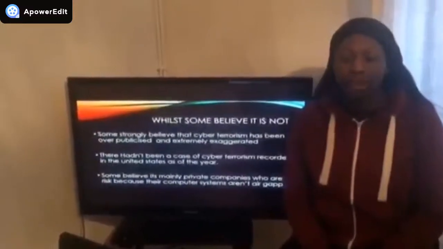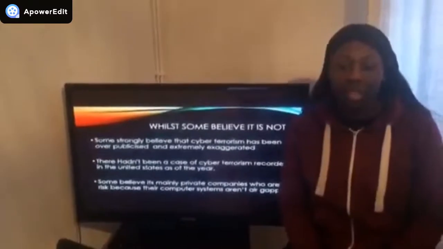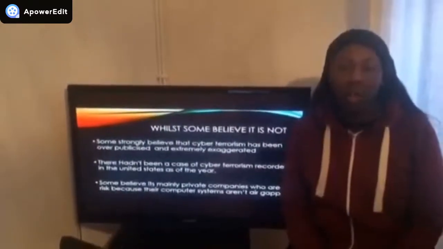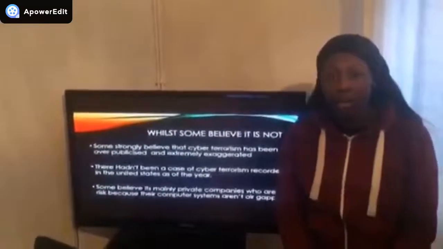Some believe that it is mainly private companies who are at risk because their computers aren't air-gapped. And when I say air-gapped, I mean that a network is physically isolated against outer networks and unsecure networks, for example, internet or local area networks.